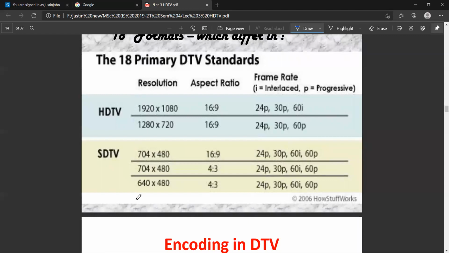So these are the different types of digital televisions that are available. Up to 704 by 480 pixels, we call it standard digital television. And when the resolution increases to 1280 by 720, we start to call it high definition television. And the top tier of this resolution is 1920 by 1080 with an aspect ratio of 16:9 and a frame rate of 60i. This is the top tier of all digital television, which is called the high definition television.